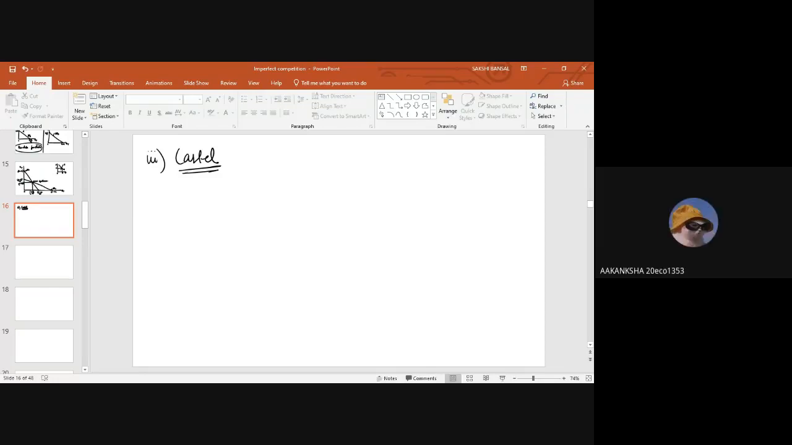Okay. So first of all, it's the same example, the same example 15.1. So that means my given thing is this. Now I have to apply the concept of cartel on the same numerical.